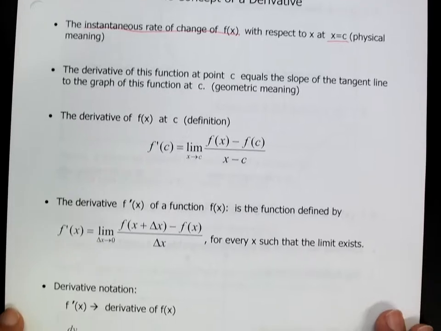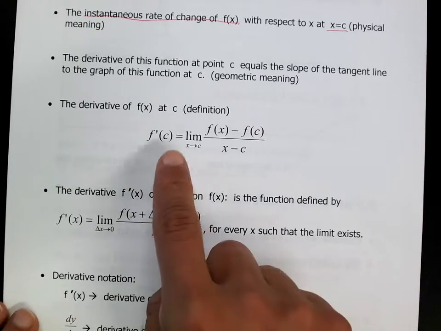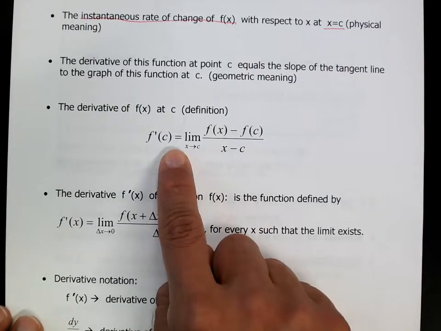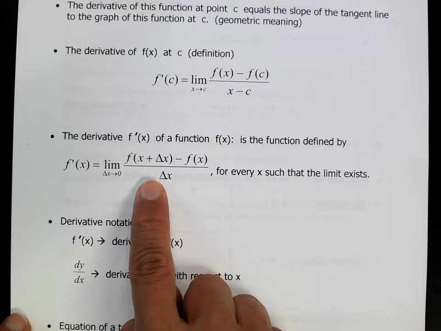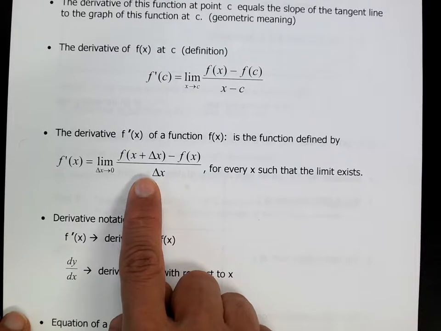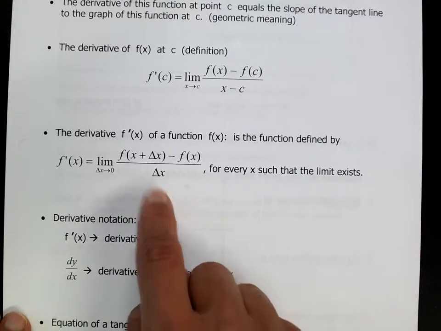On the next thing, remember that if I'm asking you for the derivative at a point, you use this formula. This will be faster. If I'm just asking you for the derivative function, which is this one, you're going to use what's called the formal definition of a derivative, and you will have 1 or 2 questions like this on the test.